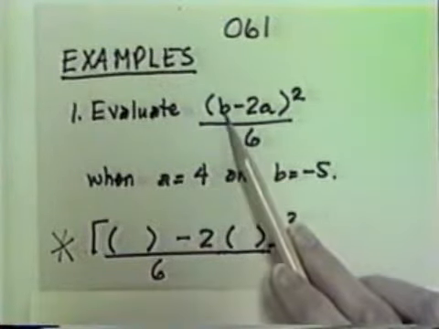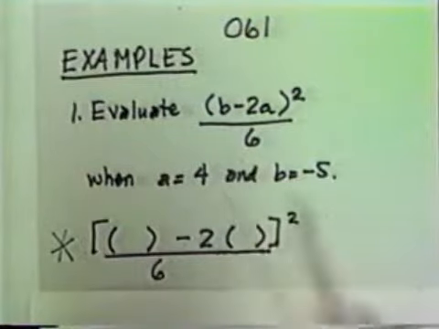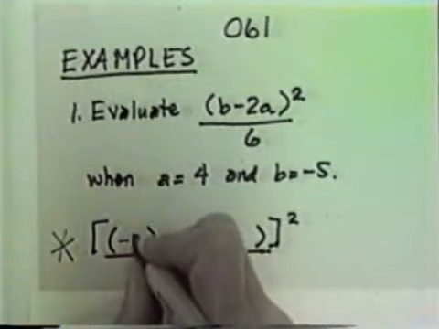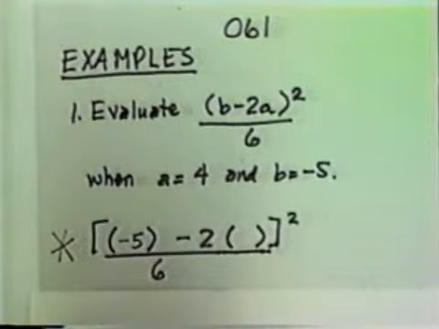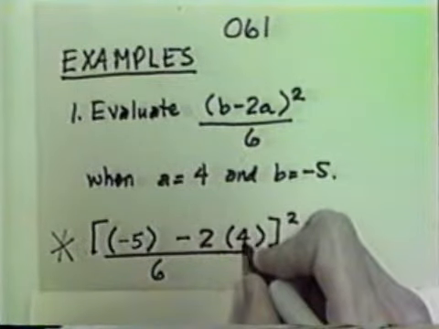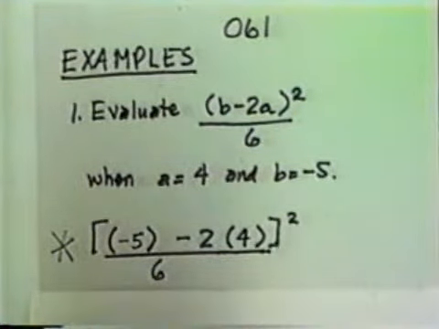Now, in place of b, we have to fill in what it stands for, which is -5. And so we'll fill in -5. In place of a, we fill in its value, which is 4. We have now done the first step of our evaluation process, which is replace each variable with the number it represents. Now we're to follow the order of operations to simplify the result.